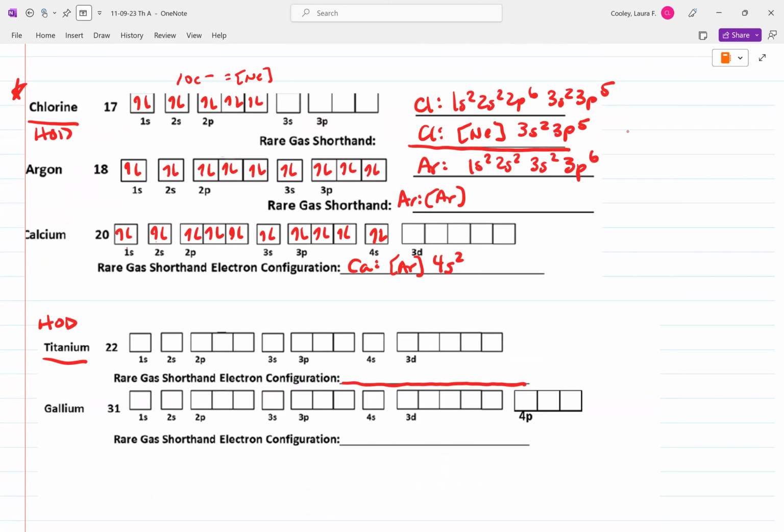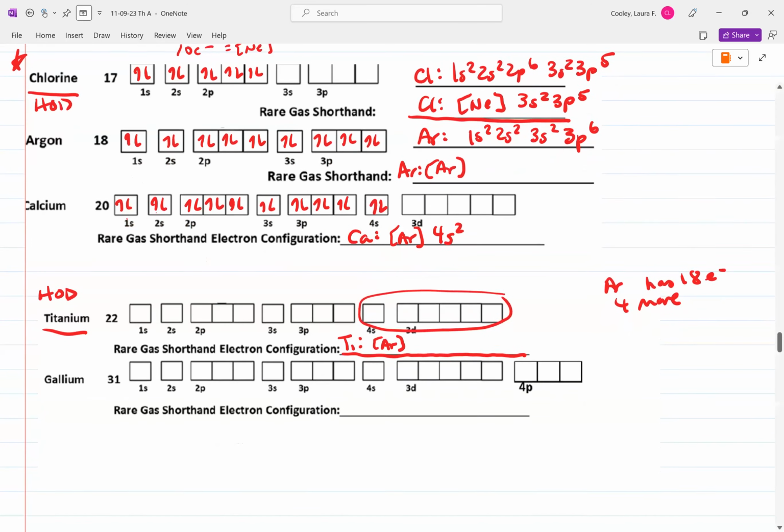Titanium, again, you would start with argon. That takes you through 18 electrons. Sorry, titanium is 22, so you have 4 more. And I think you could figure out where to put them in here. That's part of the handout of the day.